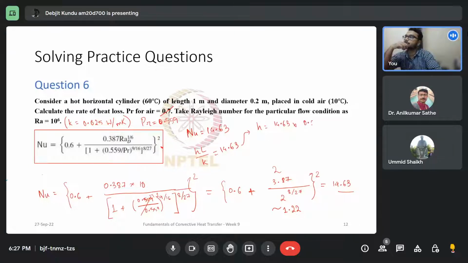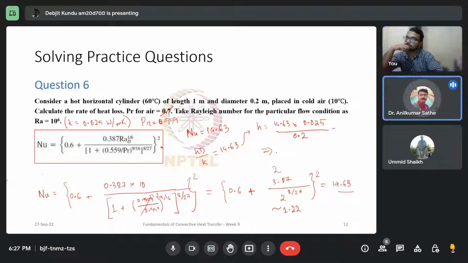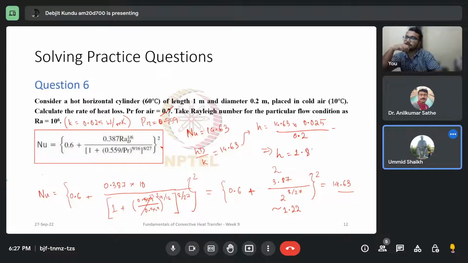by 0.025 divided by L. L is 1, no worry about that. How much does this boil down to? Sir, L should be diameter, no? Horizontal cylinder, it is horizontal, so it is diameter. If it is vertical, it is the length. 1 meter. Okay, yeah, correct. Sorry, I'm wrong. So h is 1.82 or 1.83, rounding up. Let's take 1.825.